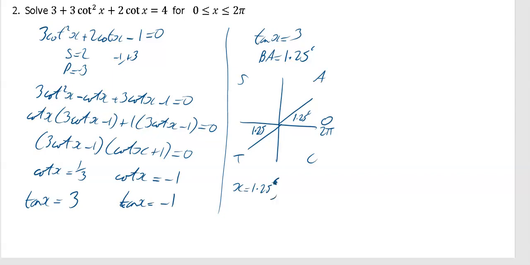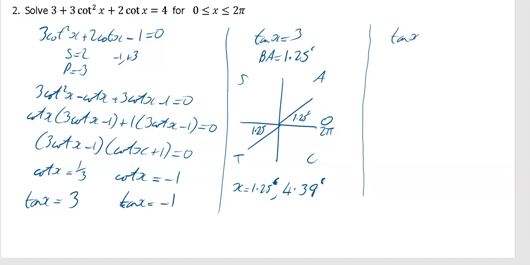And the other one is going to be pi plus, so that would be all the way around to here would be pi. And you've got to go another 1.25, so that's pi plus 1.25. That's going to give you 4.39 radians.